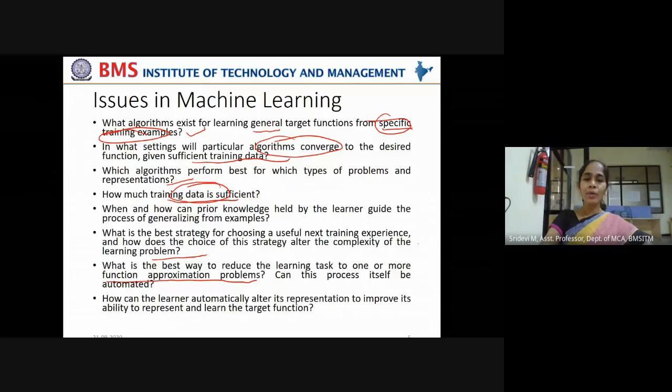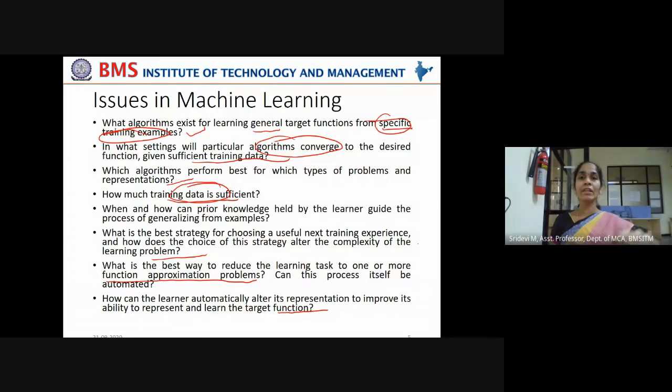Got it? Now, how can the learner automatically alter its representation to improve its ability to represent and learn the target function? That is what I explained right now. How can the learner automatically alter its representation by adjusting the weights in order to learn the ideal target function? All these are issues that you come across when you are making a machine learn about something. So you have to meet all these issues.